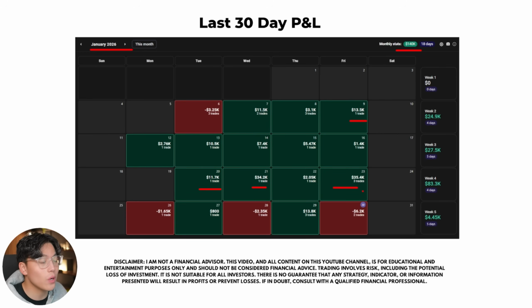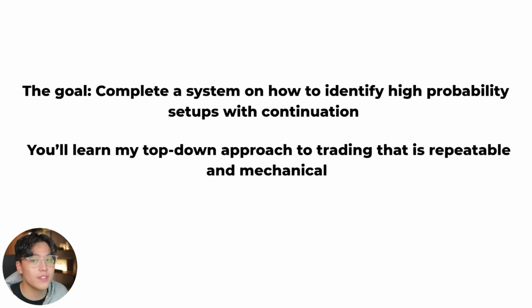One thing I do want to mention is that it took me years in order to become a profitable trader. This did not happen overnight. I've lost plenty of trades and blown numerous accounts in order to get where I'm at today. So with that being said, let's get right into the video. And as I mentioned, the goal of today's video is to show you a complete system on how to identify high probability setups with continuation. You'll learn my top-down approach to trading that is repeatable and mechanical.